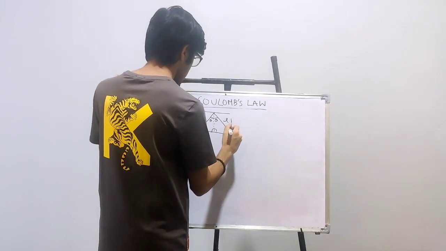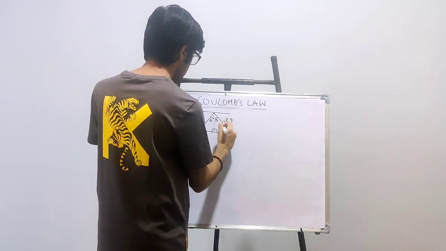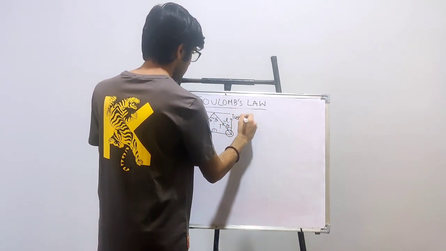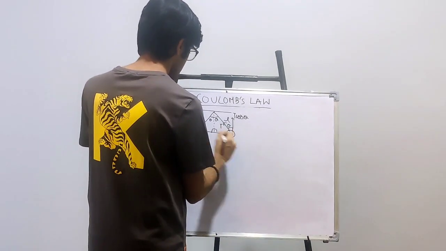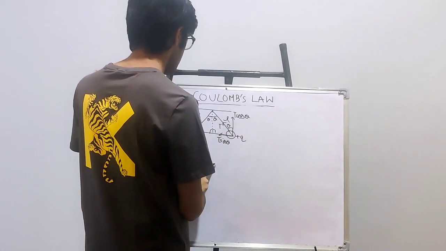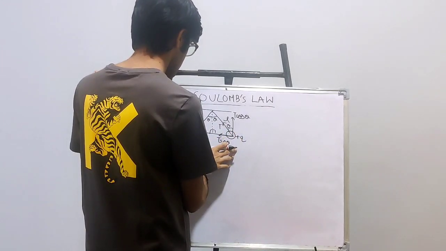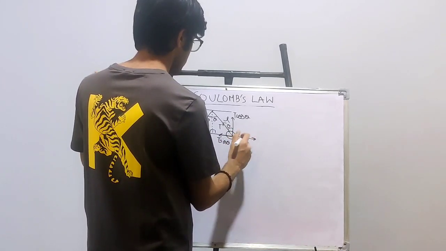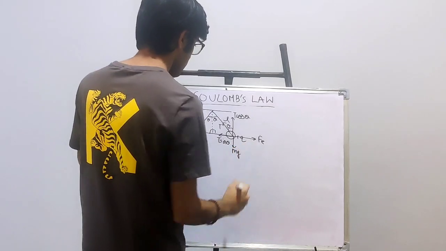Now this is theta, so this will also be theta. This is tension T, and this is T cos theta, and this will be T sin theta. This is plus q charge, this is also plus q charge, same charges, same magnitude. So these charges would both repel each other. So this would be F electrostatic, and this is Mg.